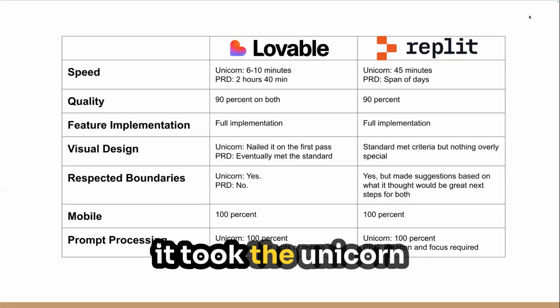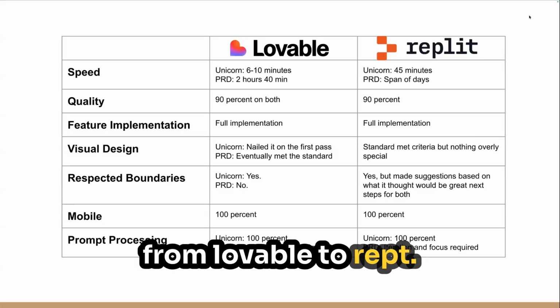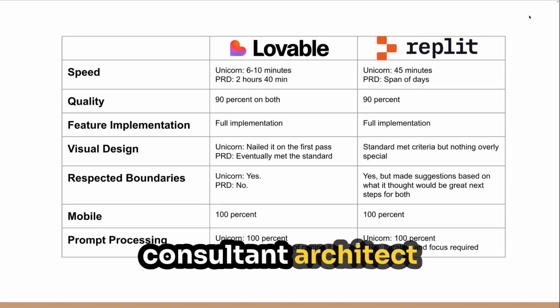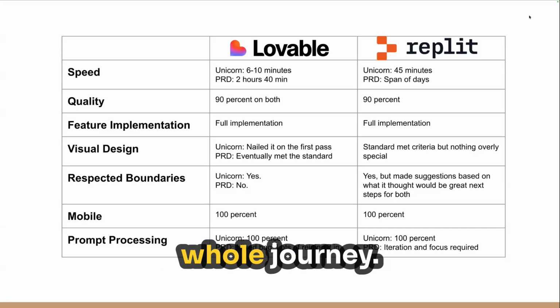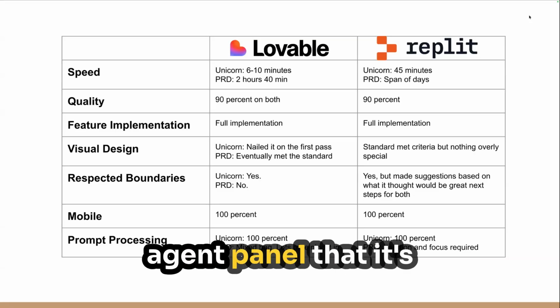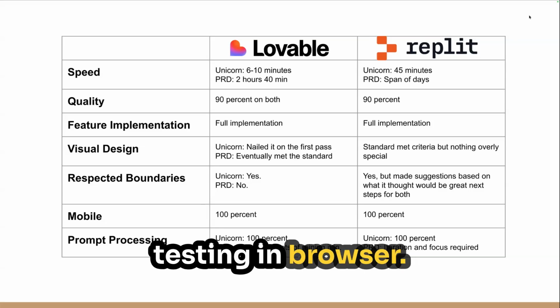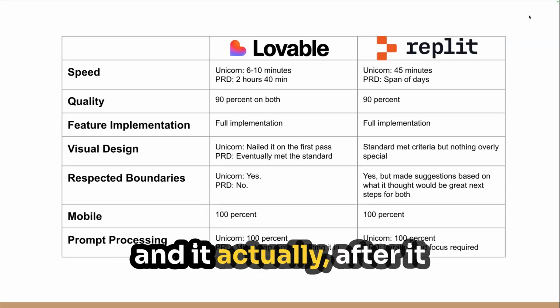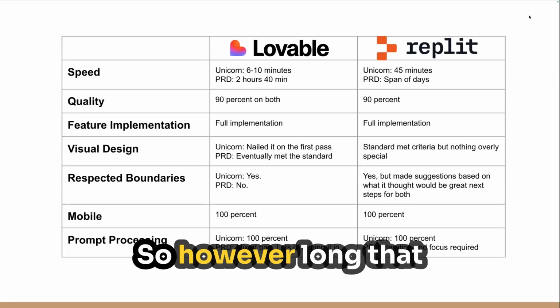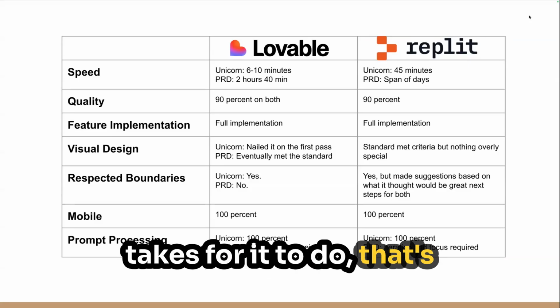Yeah. And then on the Replit side, as you can see, there's definitely a difference in the time it took for the unicorn from Lovable to Replit. That is because Replit does the testing and debugging and consults an architect throughout that whole journey. So you can see in your agent panel that it's testing in browser. It brings up a browser, and after it builds, it starts to test and debug on its own. However long that takes, that's what it's going to do.